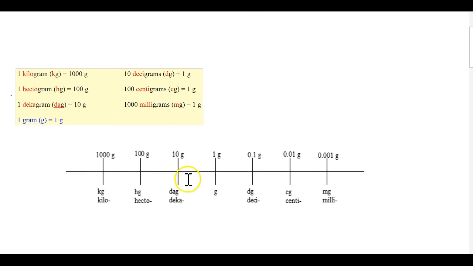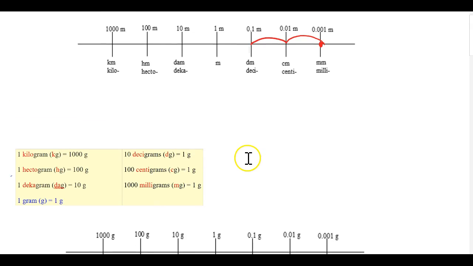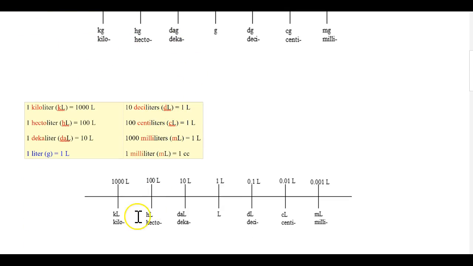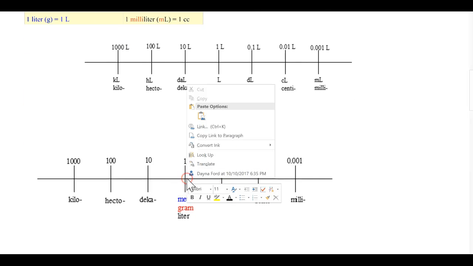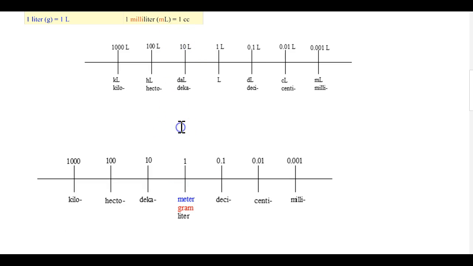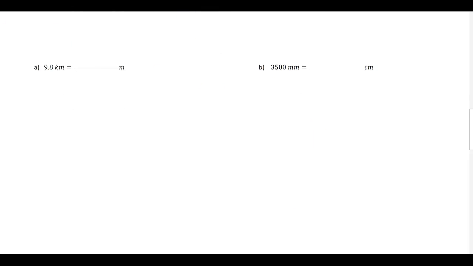Grams is the exact same thing, and if you'll notice, this is the exact same as my meters up here. Liters are the exact same. Notice it goes kilo, hecto, deca, base, deci. So this is the apparatus that we're going to use most often. Okay, and I'm going to copy it so that we can use it while we're working our problems. But notice it goes kilo, hecto, deca, then our base, meter, gram, or liter, deci, centi, and milli. So let's look at some examples here.